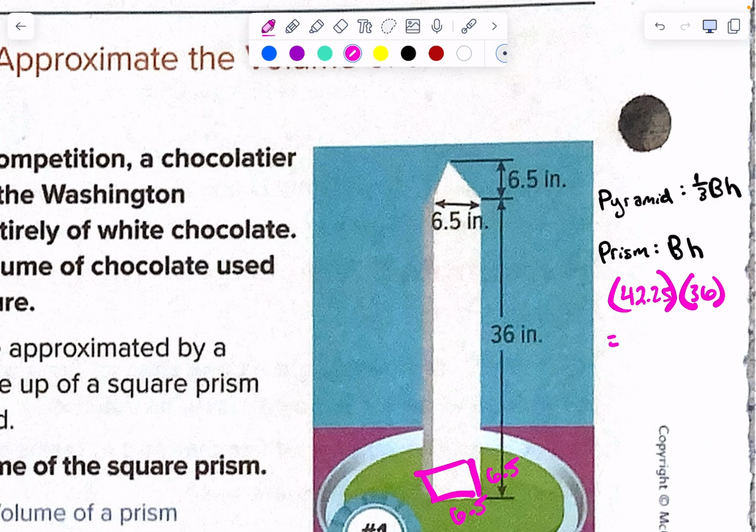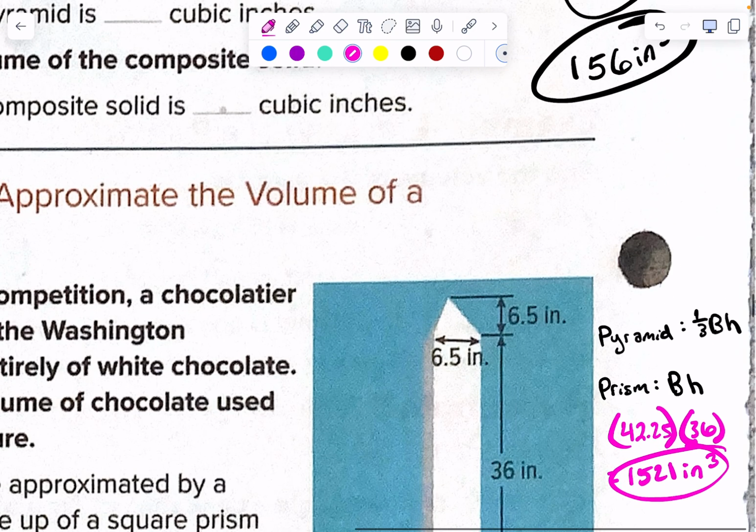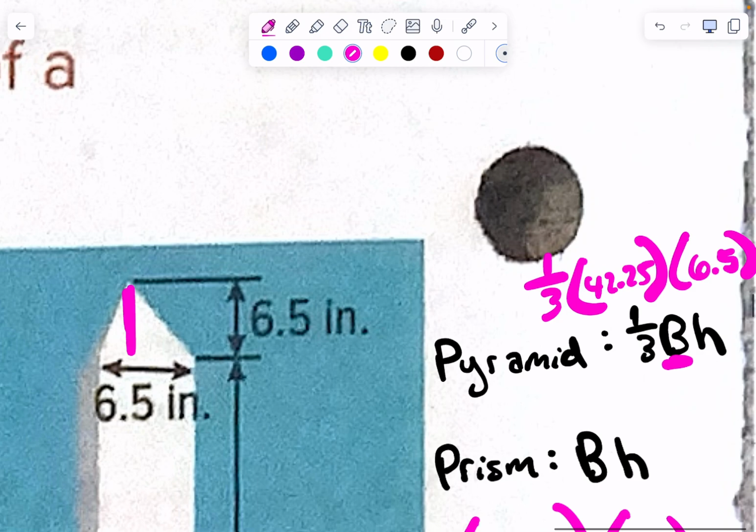This I can't do in my head. 1521. Yeah, I got that. Okay, and that's inches cubed. That's the bottom. Okay, now the top. We're talking a pyramid. 6.5. Okay, so it's gonna have the same base. So 1/3 times 6.5 times 6.5 is 42.25. Okay, but is the height 6.5? Yes. Height down the middle is 6.5. And a third times 42.25 times 6.5, what does that come out to be?